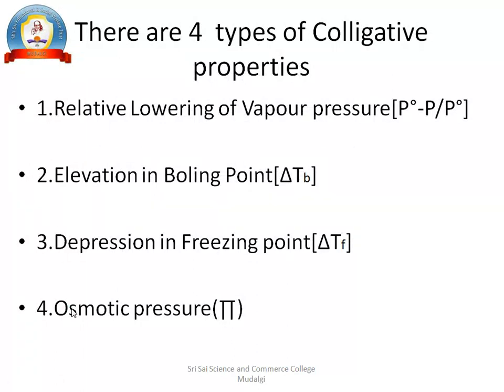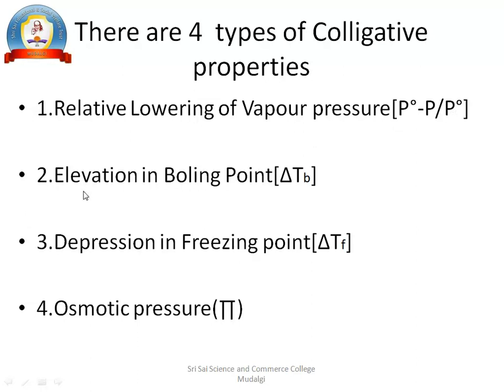Now, there are four types of colligative properties. The first one is relative lowering of vapor pressure. Its symbolic representation is P naught minus P divided by P naught. I repeat once again, the symbol for relative lowering of vapor pressure is (P naught minus P) whole divided by P naught, where P naught minus P is referred to as lowering of vapor pressure. I'll explain this concept when I go to the next part.